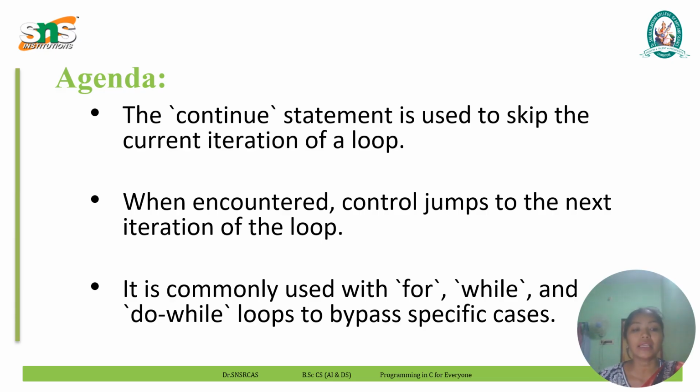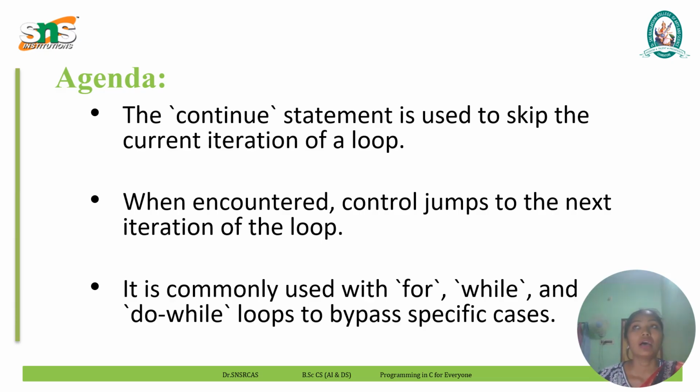It skips the current iteration. It is very useful when certain conditions require some loop iterations to be ignored while allowing the loop to continue running. The key points: it is used in the for loop, while loop, and do while loop, and it skips the remaining code of the current iteration and continues with the next iteration of the loop. It also helps to avoid unnecessary processing for specific conditions.